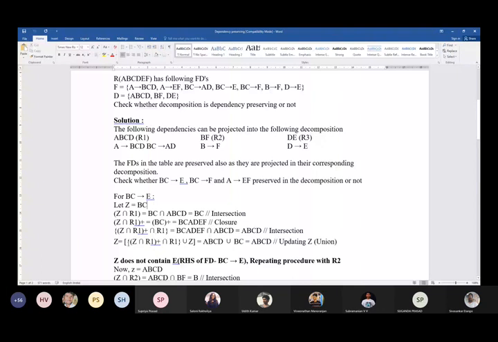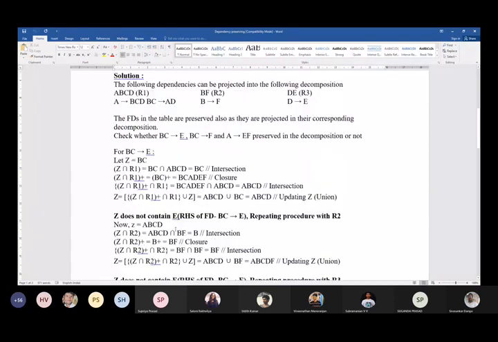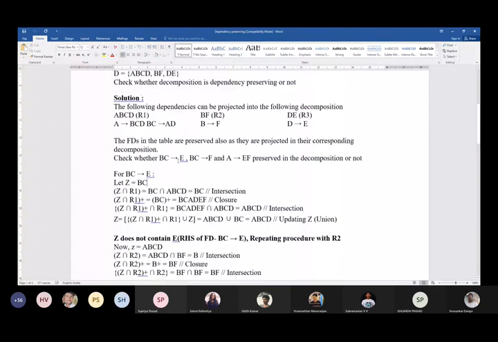So Z intersection R1 closure intersection R1 union Z. So union is ABCD union BC is going to be ABCD, right? So the updated value of Z is going to be ABCD, right? So the right hand side does not contain E or F. So BC determines E or BC determines F is not proved. So let us repeat the procedure. Now again Z is equal to ABCD.